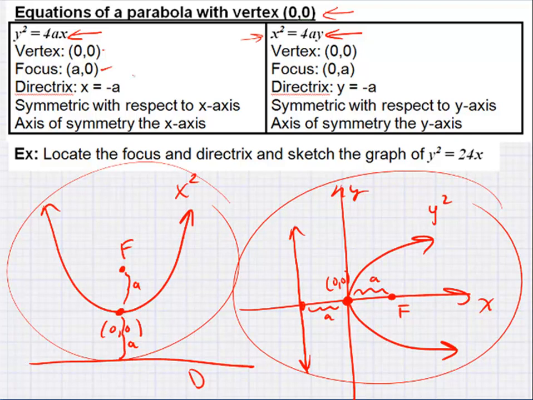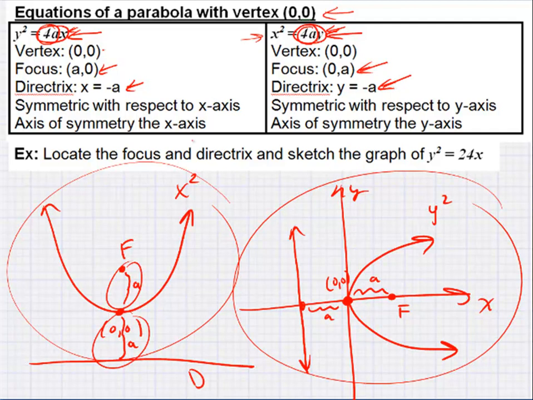Now if I want to calculate the focus and the directrix, it's all about knowing this distance here. And that distance can be found by looking at the equation. In this case, the coefficient in front of the x to the first or the y to the first, we're going to call 4a. So if I want to figure out what a is, I take that coefficient in front of the x or in front of the y, and I divide that coefficient by 4, and I can figure out what a is. Once I get a, then I can figure out what the equations and the points are for my focus and my directrix.